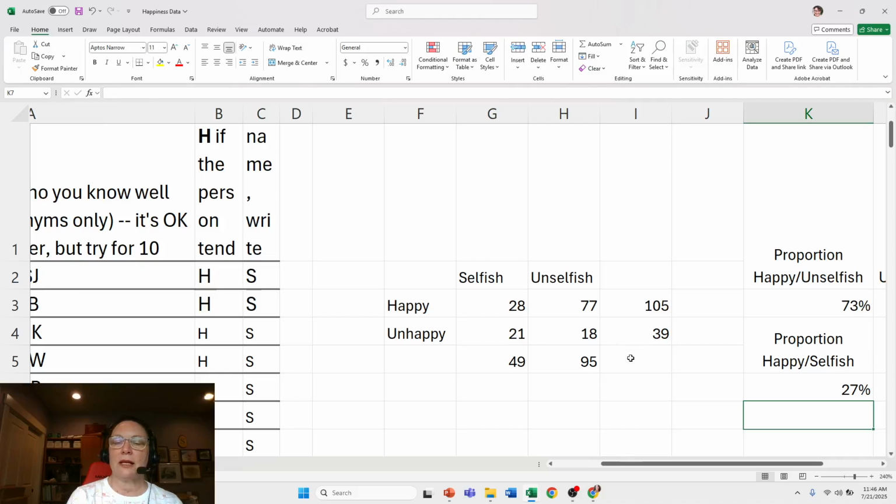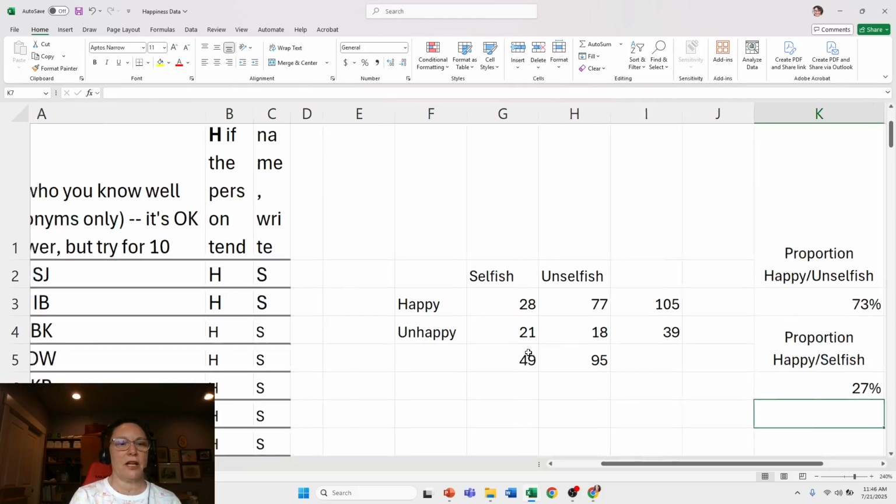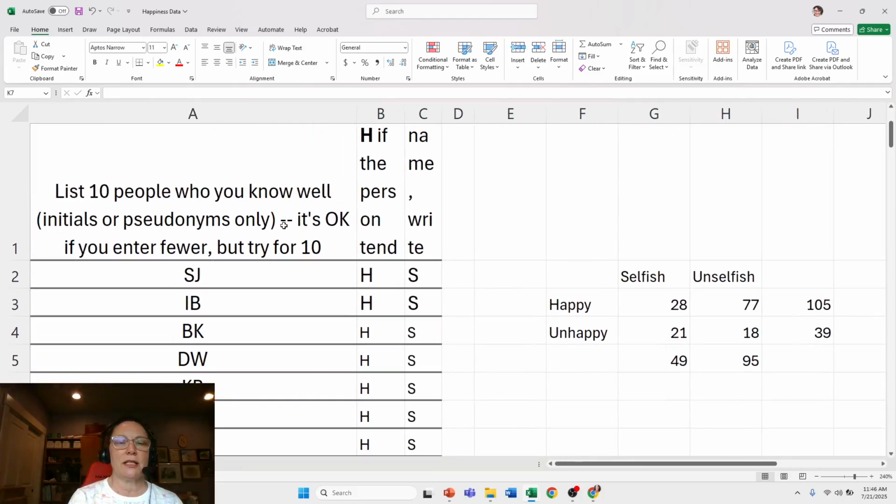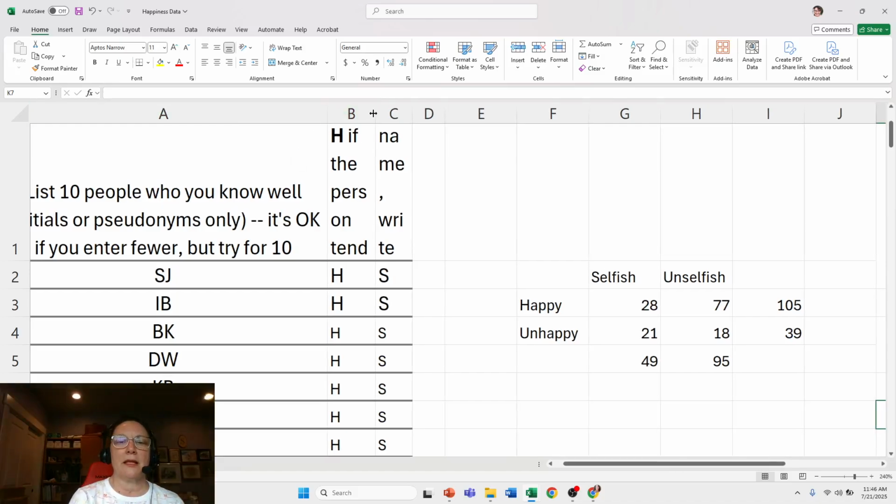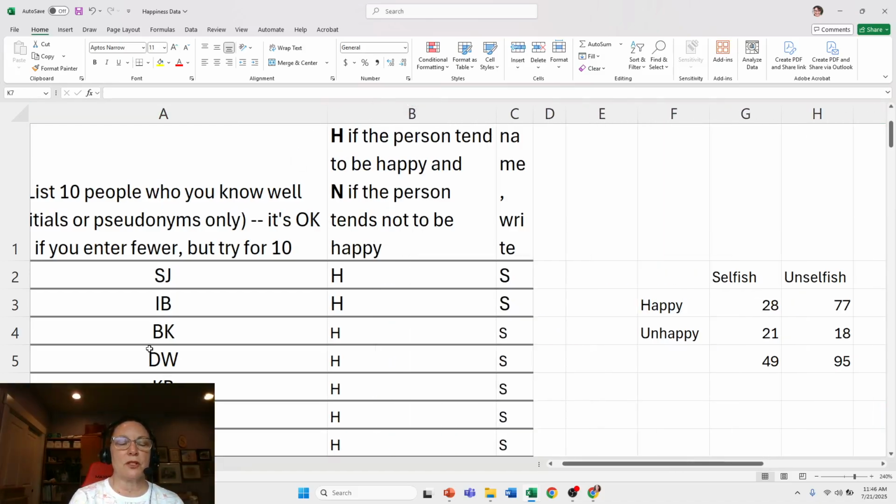And then I realized, if we just look at it, we see 77 unselfish happy people. And then you see that everybody else is 28 or fewer, and you're like, well, gosh, there's a lot more happy, unselfish people. But you were kind of assigned to think of people who fit the different categories, right? So you're supposed to list people who you know well, and then you were supposed to characterize them. So hopefully you did it in that order.